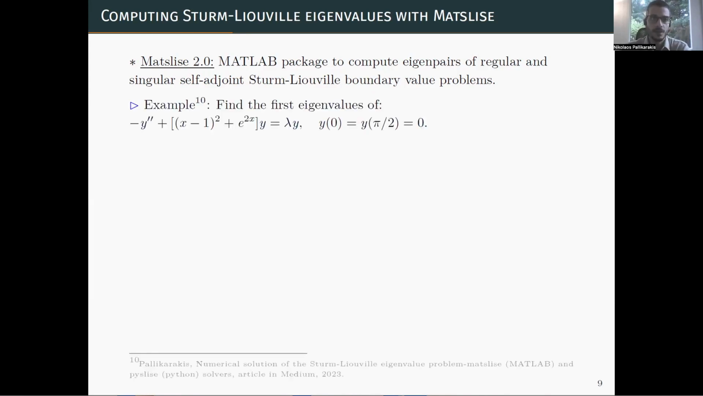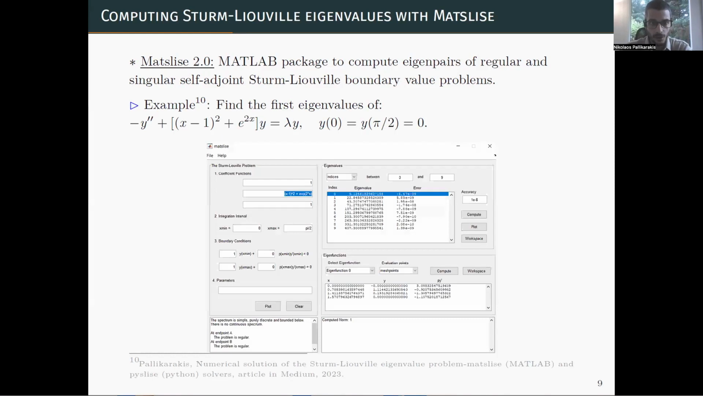And let's see a quick example. We consider this differential equation for a potential having this exponential form, together with Dirichlet conditions on the boundary. And by using the MATSLISE GUI, I'm not sure if it's clear here, this is a graphical user interface from MATLAB, where one can input the potential and the boundary conditions, and then print the eigenvalues and also plot the eigenfunctions. So there are many easy ways to calculate the eigenvalues and the eigenpairs for regular and singular Sturm-Liouville problems.